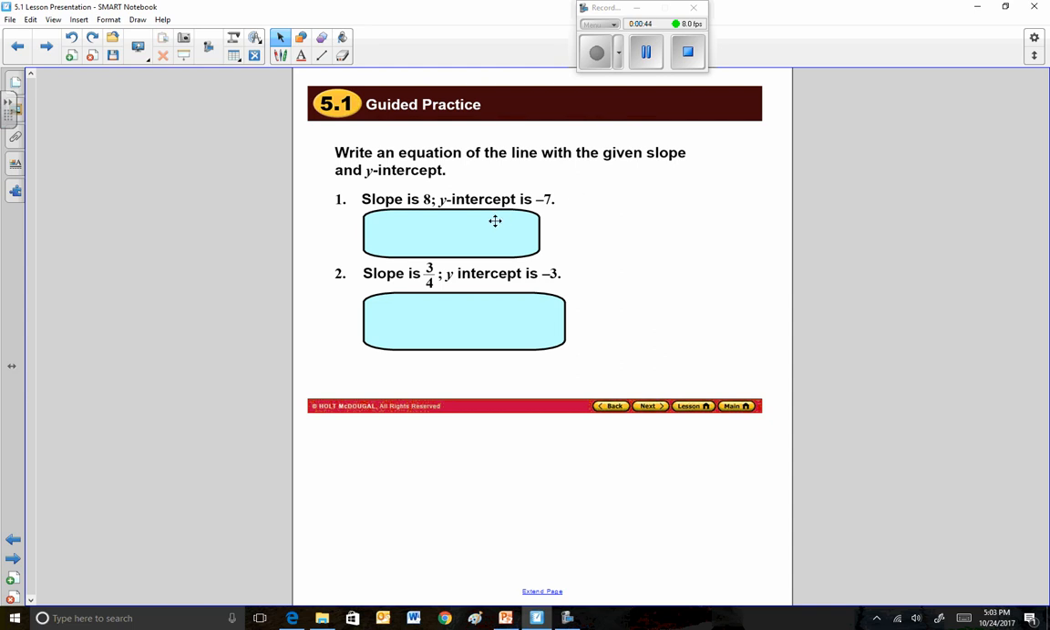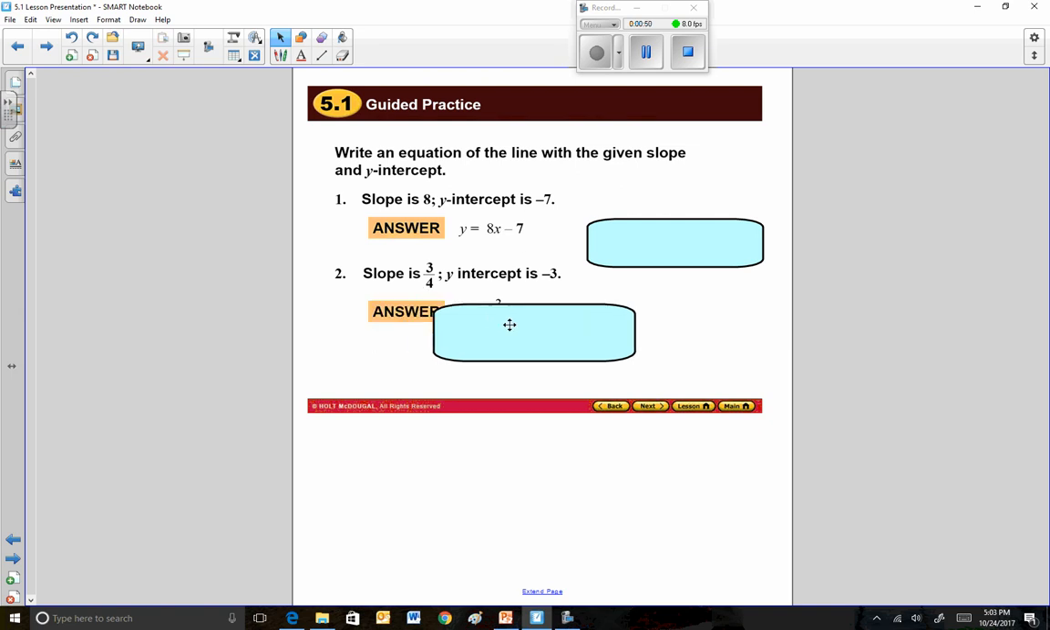Welcome back. Let's take a look. We should have y equals 8x minus 7. And then for this one, we should have y equals 3/4 x minus 3. Okay, let's look at something a little bit more challenging.